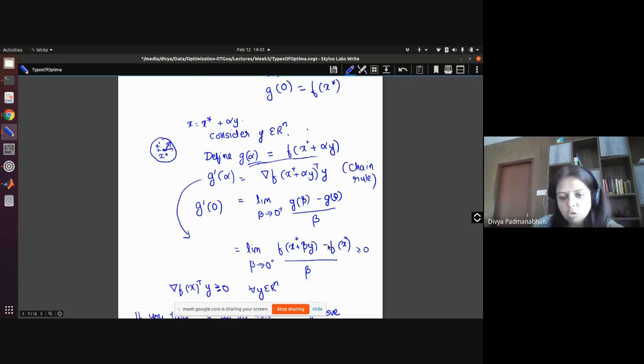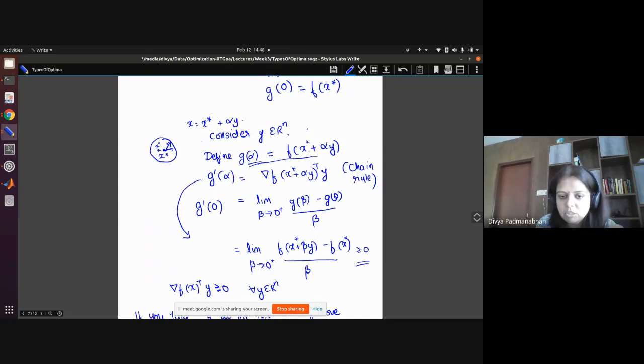So you're looking at only the positive values of beta, and so this whole thing has to be greater than 0. Okay, so now recall g prime of 0. This is to show that this is greater than 0. The derivative takes a value greater than 0.